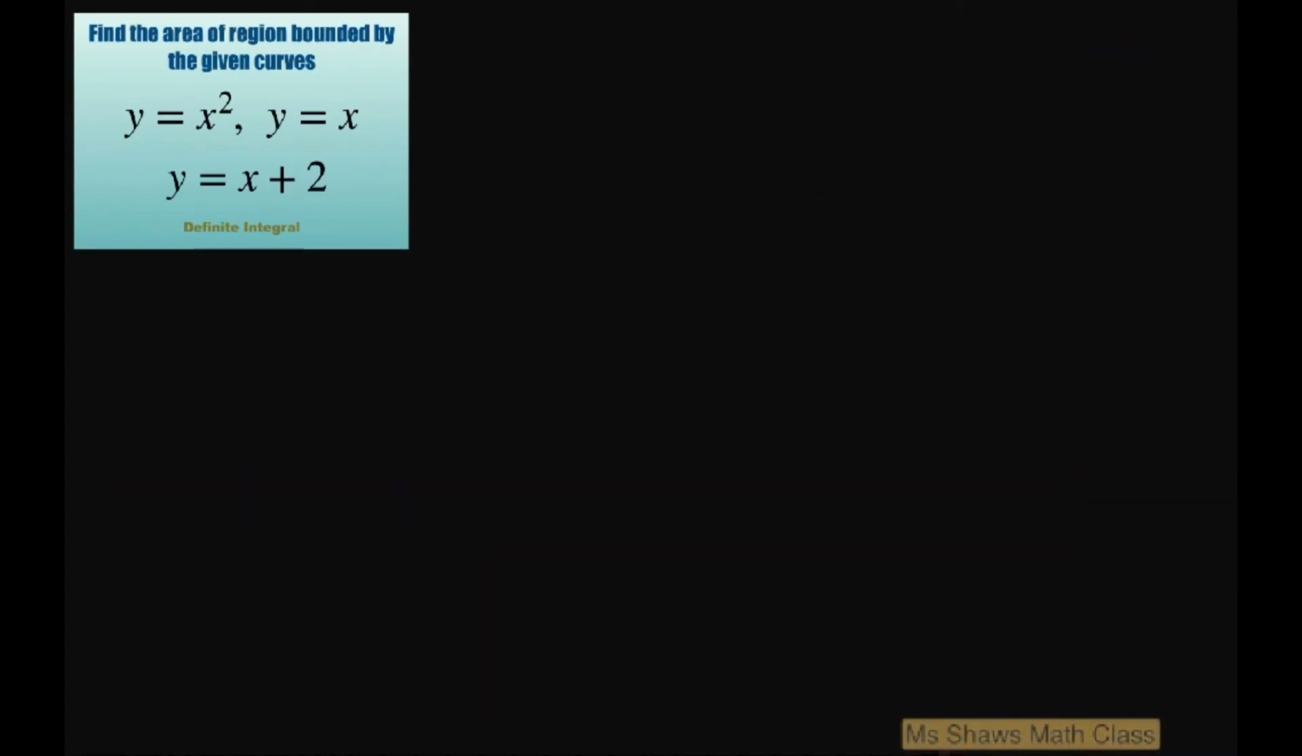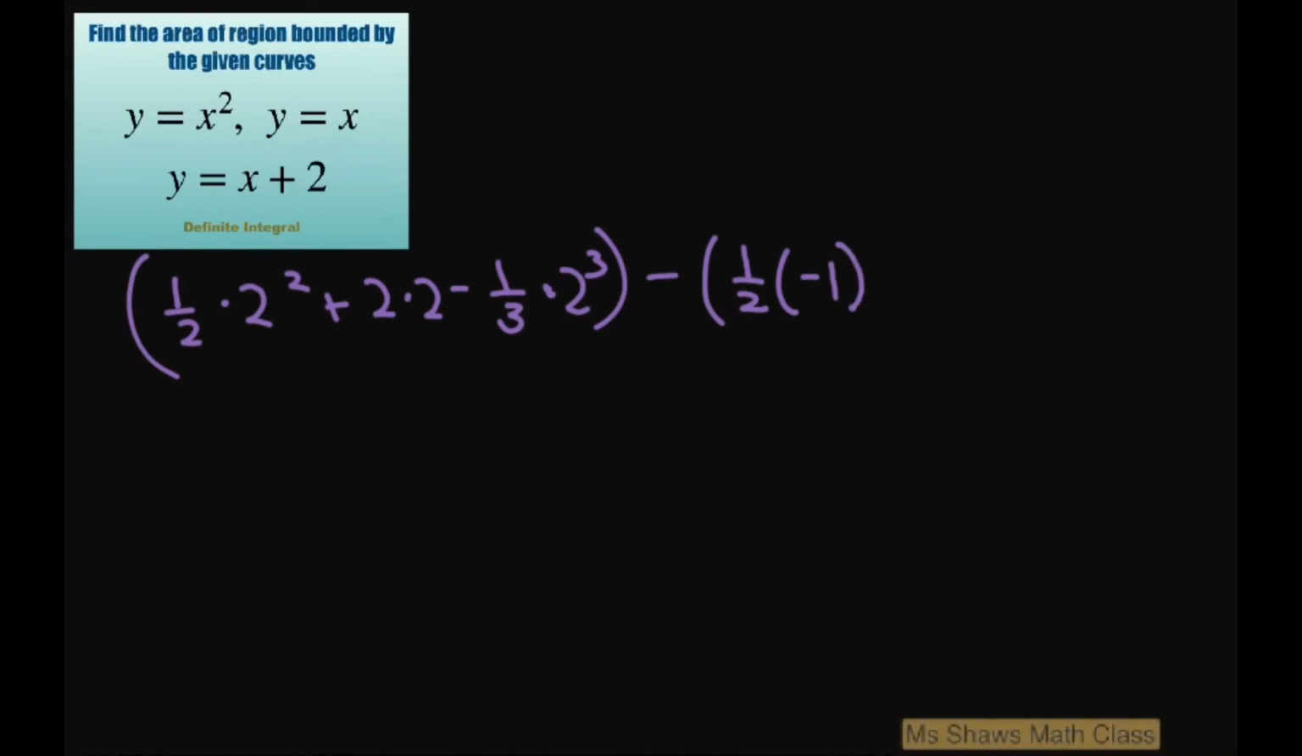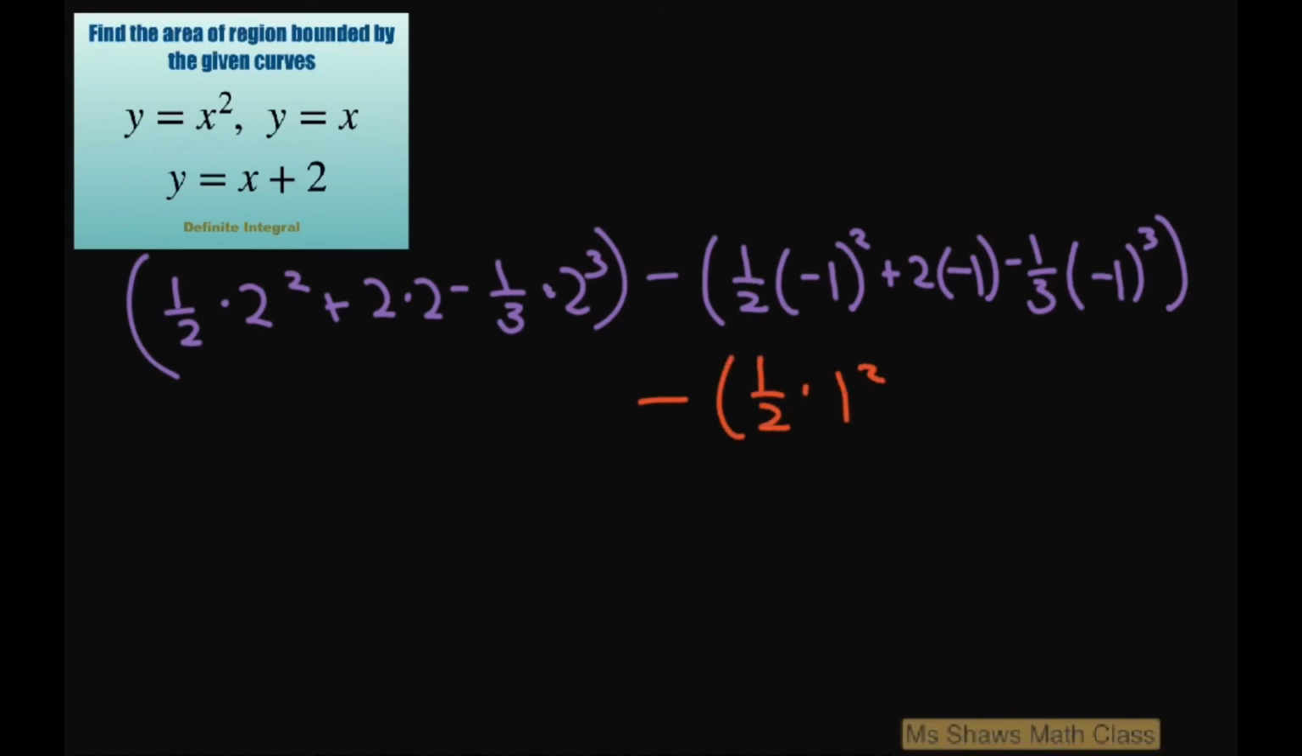All right, so let's do that part. We're going to get 1/2 times 2 squared plus 2 times 2 minus 1/3 times 2 cubed. I'm just substituting that in, and then we have minus 1/2 times negative 1 squared plus 2 times negative 1 minus 1/3 times negative 1 cubed. And then for that second part, we had another minus, and that was 1/2 times 1 squared minus 1/3 times 1 cubed. We don't have to do the last part because remember that was 0.